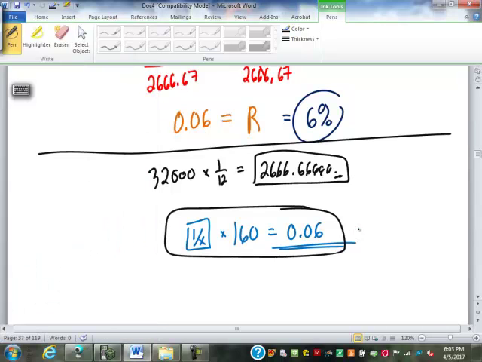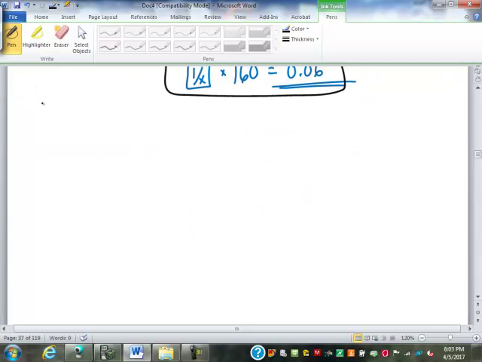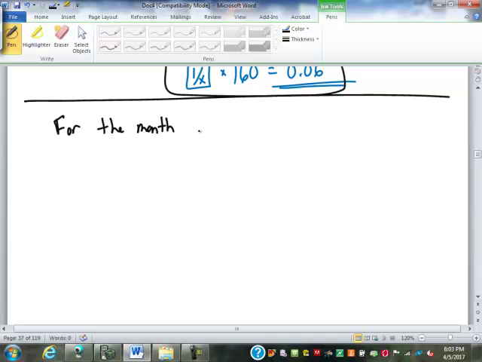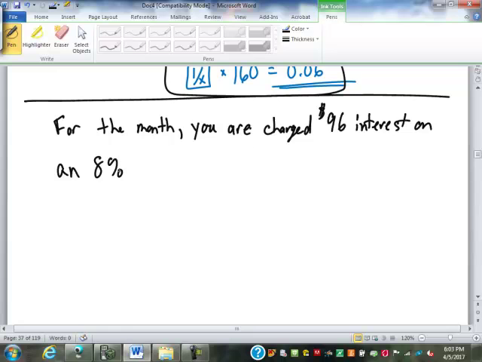Okay, well, let's do another example. Let's say that for the month, you are charged $96 interest on an 8% loan. How much is owed?